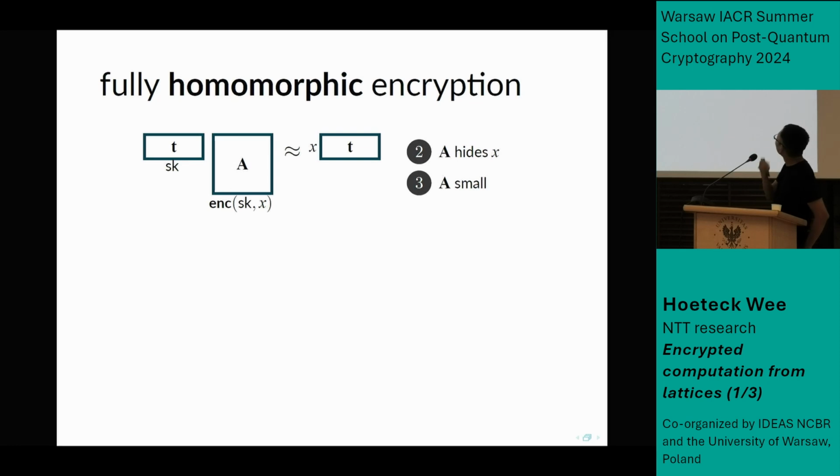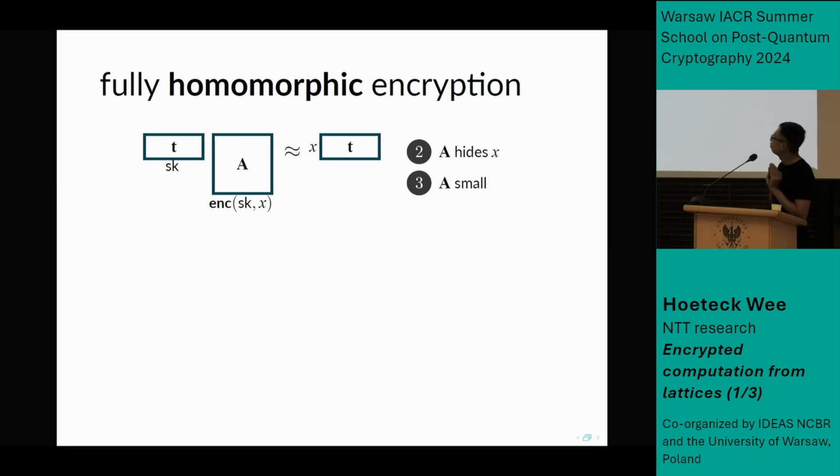For security, you're going to require that A hides X. And in addition, for the homomorphic property, you also want to require that the entries of A are small. Okay? And if you have all these three properties, then you're done. Addition is just adding two matrices together, and multiplication is just multiplying two matrices together.